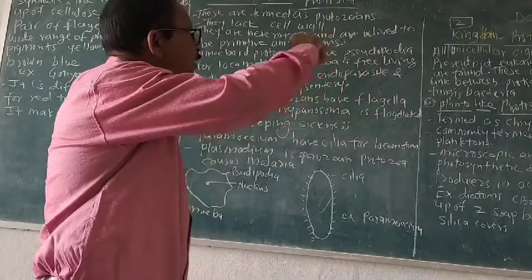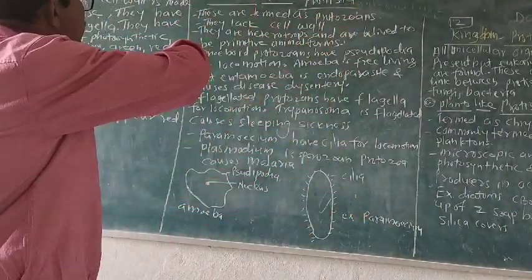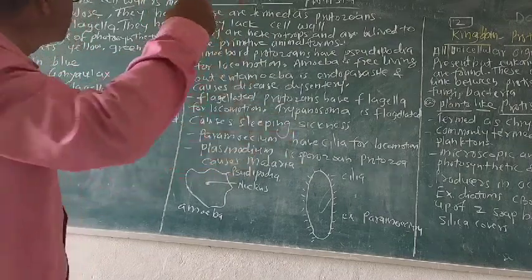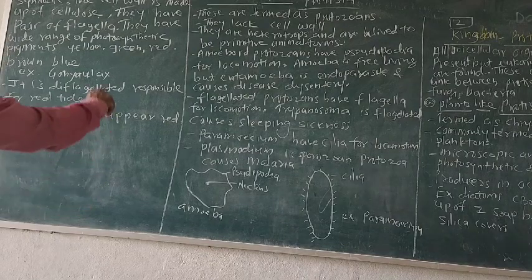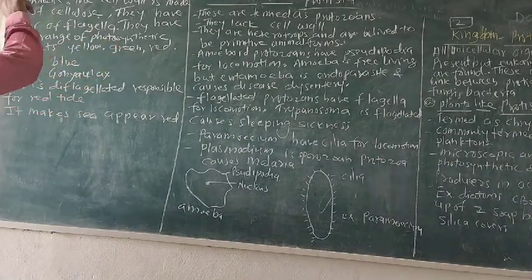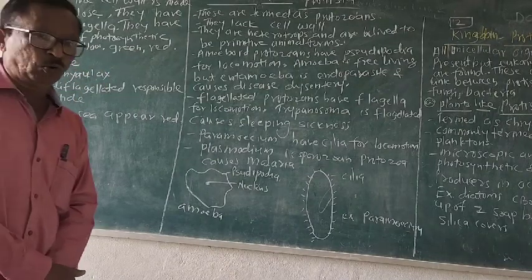One is the kingdom Protista. Here the plant-like Protista, here the animal-like Protista, and now here we will study the dinoflagellates. These dinoflagellates are aquatic, marine and photosynthetic in nature. The cell wall is made up of cellulose.